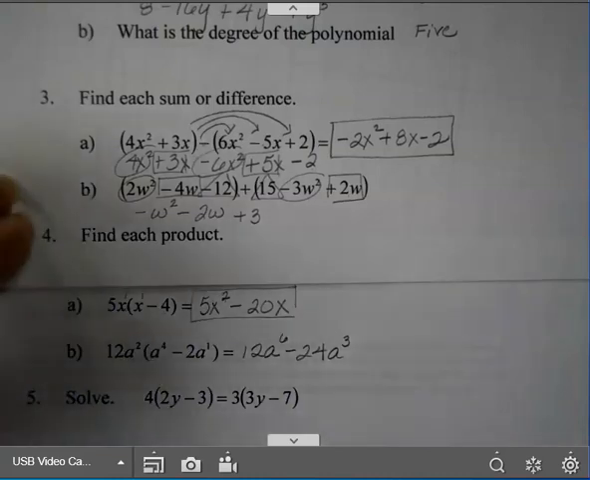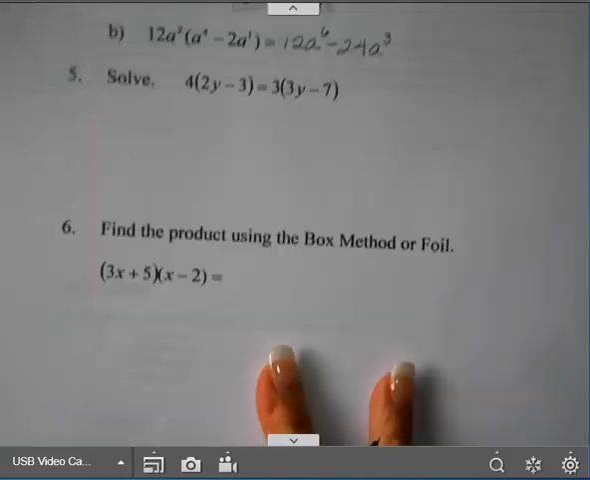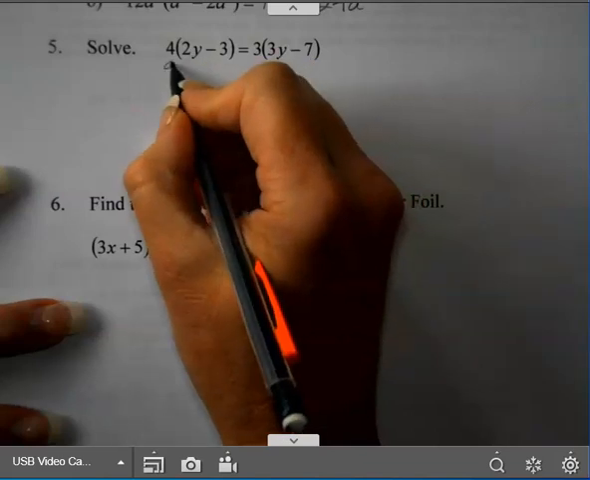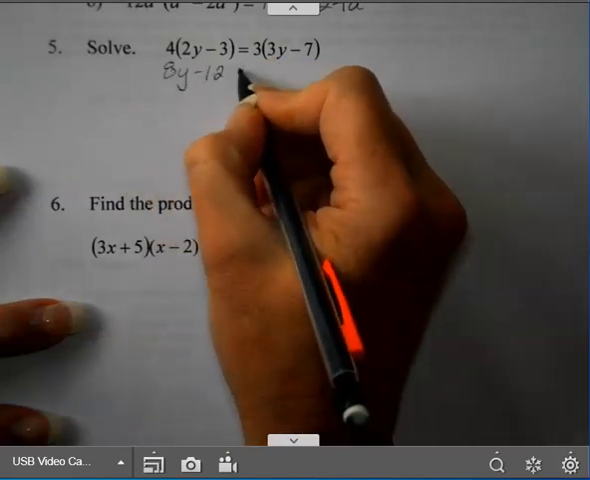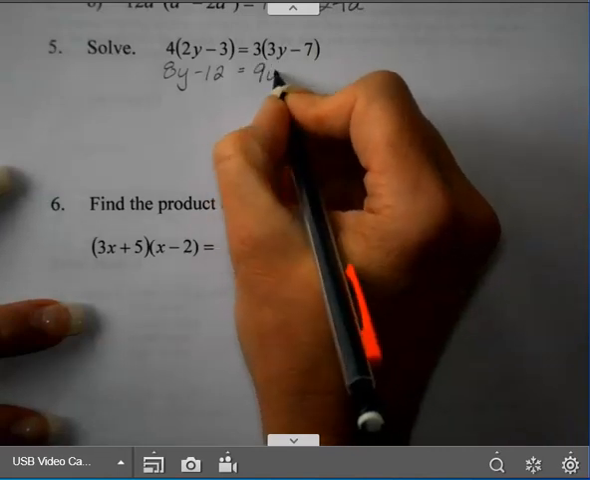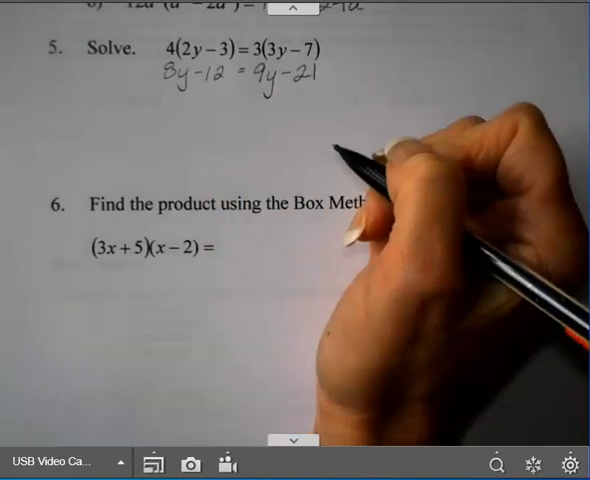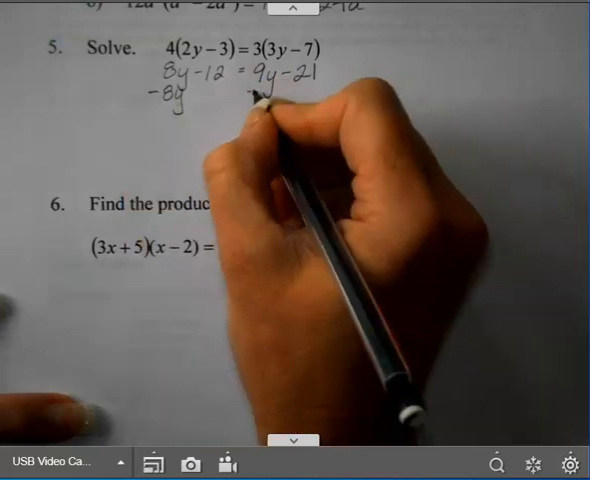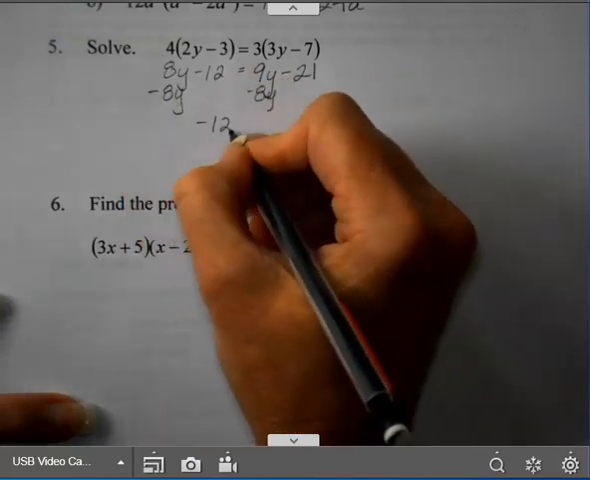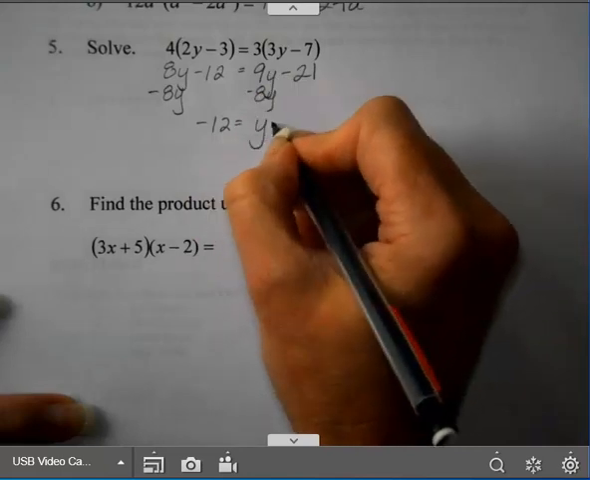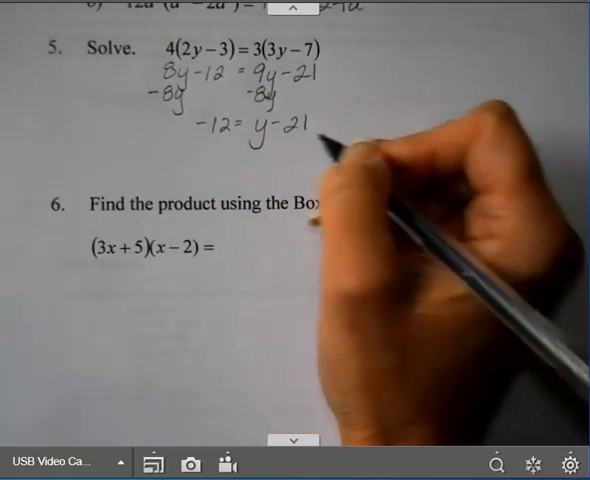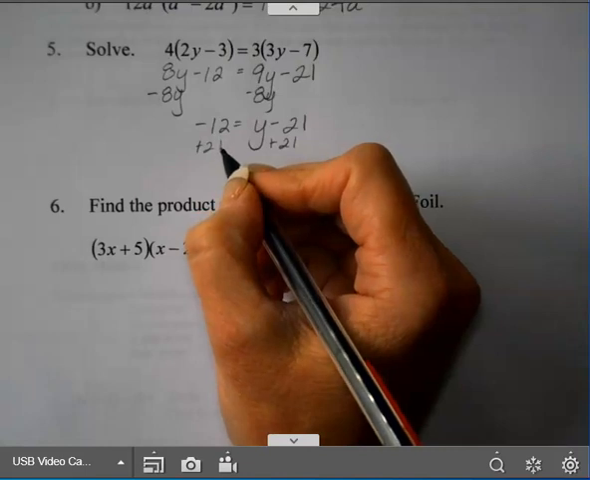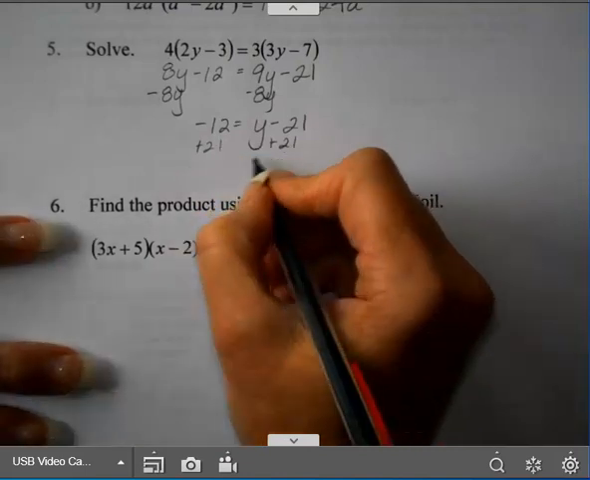On example 5. We're going to solve this. Distribute, so 8y minus 12 equals, distribute here, you get 9y minus 21. Let's get our y's on one side. I think I'm going to move the 8y. So I'm going to subtract 8y from both sides. Negative 12 equals 1y minus 21. And then I'm going to add 21 to both sides. Negative 12 plus 21 gives you 9.